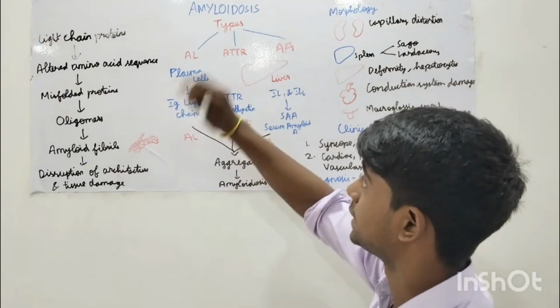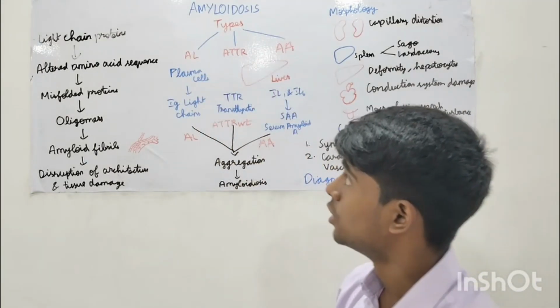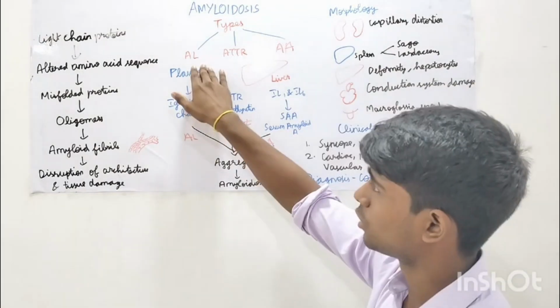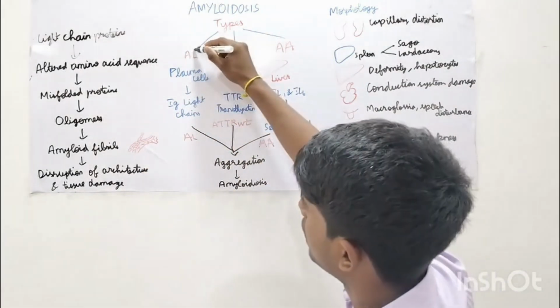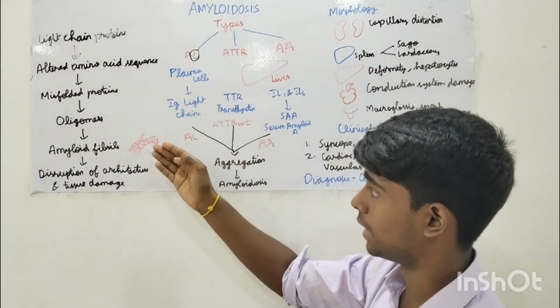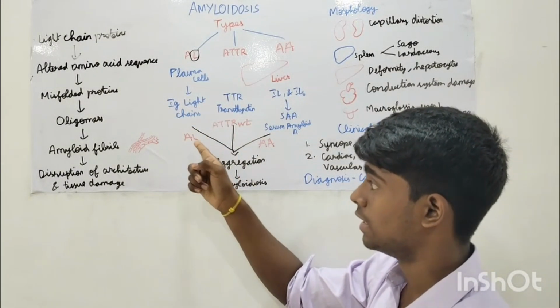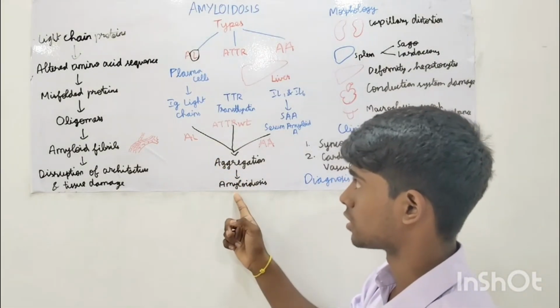And then next, the types of amyloidosis. There's first AL, ATTR and AA. So what is AL? It's actually called primary amyloidosis, and this L stands for Ig light chains. So Ig light chains get accumulated and they form AL protein. This AL protein gets misfolded and causes aggregation, which will cause amyloidosis.